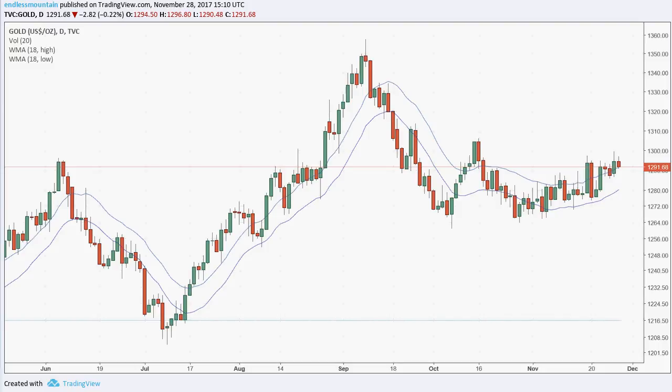But as far as portfolio diversification, they're nice little coins, just something to have as well. And again, I think gold's a good commodity, a good coin to have as we're moving forward.